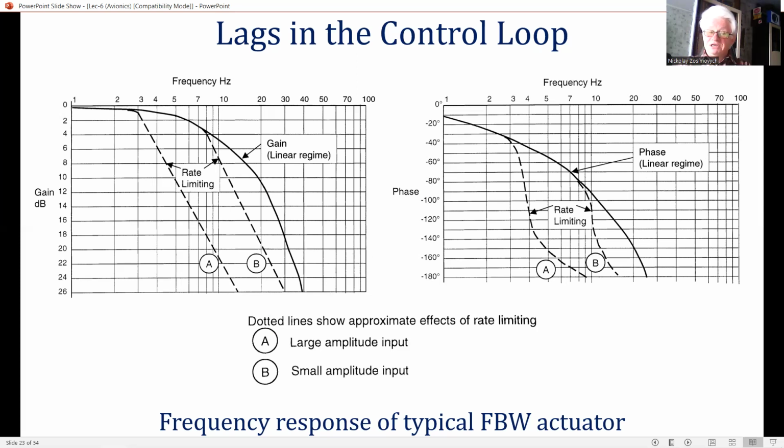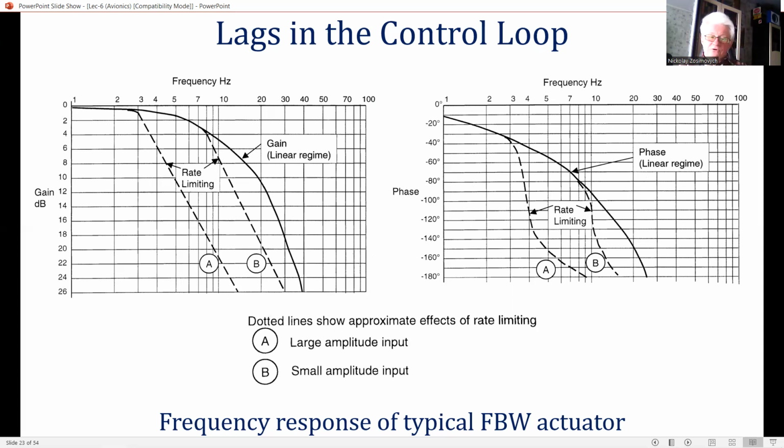It should be noted that a full dynamic model of a typical fly-by-wire actuator, FBW, is around an 11th order system when all the elements are taken into account, including the effect of compressibility in the hydraulic fluid. The response can, however, change very suddenly if rate limiting occurs, and the actuator can display a sudden large increase in phase lag, as shown in the dotted lines in this figure.